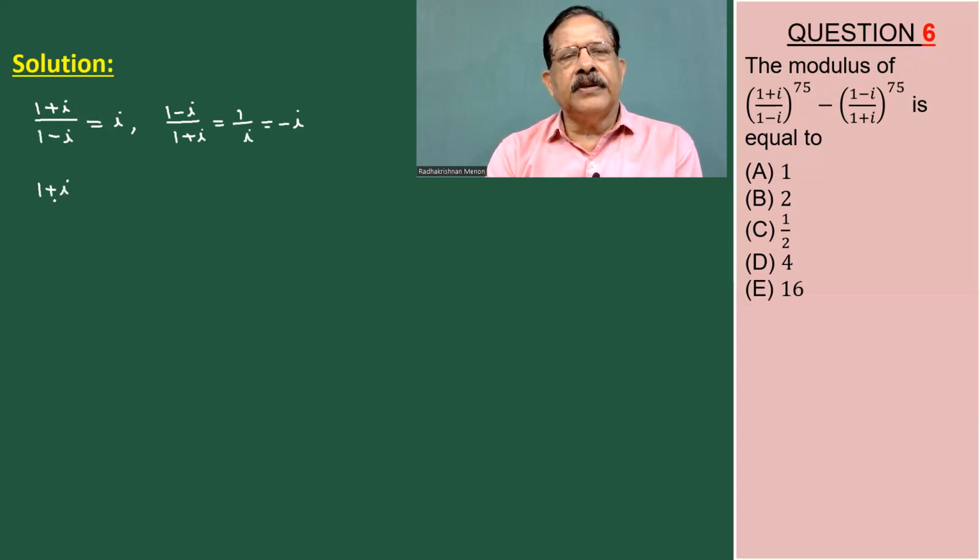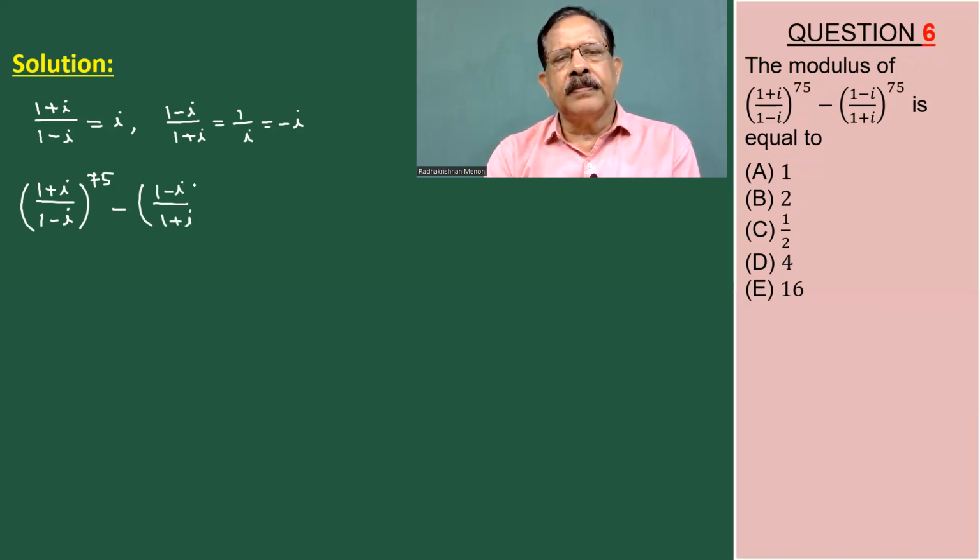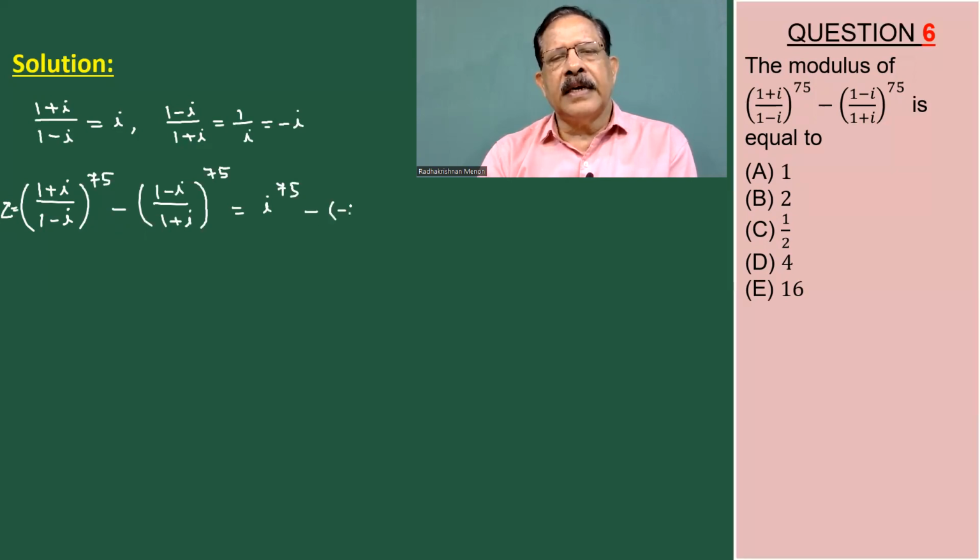So you are being asked to evaluate 1 plus i divided by 1 minus i whole raised to 75, minus 1 minus i divided by 1 plus i whole raised to 75. Let us call this Z. Now I am simplifying this. 1 plus i by 1 minus i is i. It is i raised to 75 minus minus i raised to 75. So this is nothing but 2 into i raised to 75.